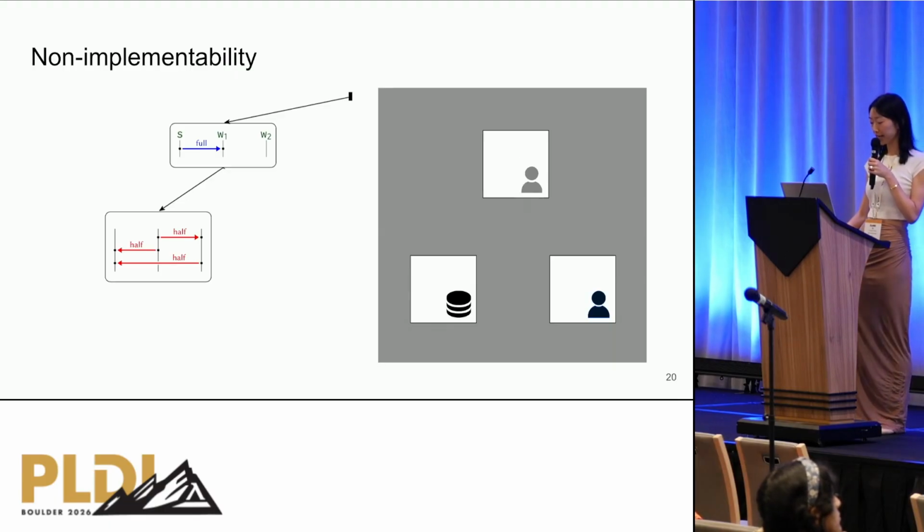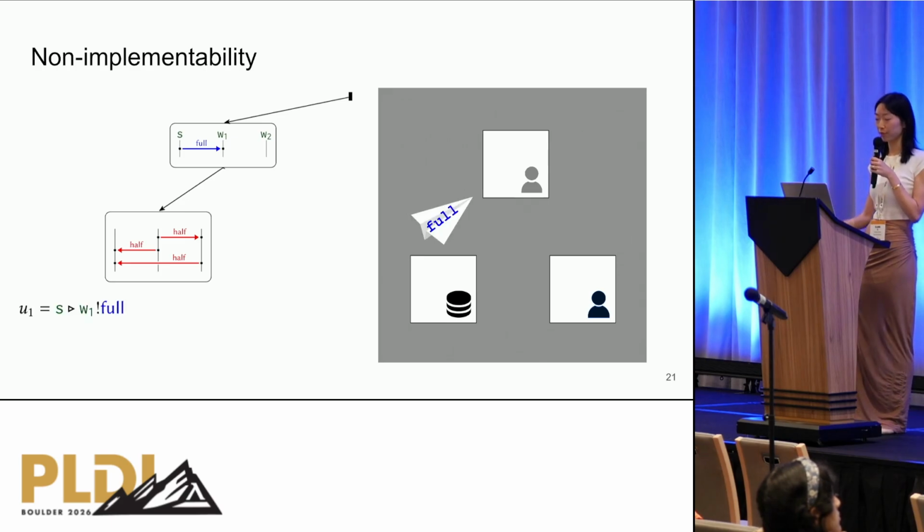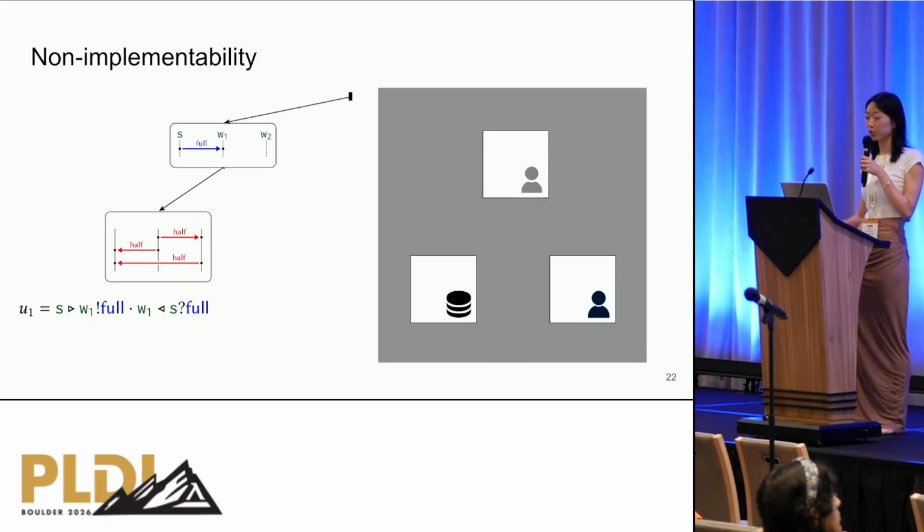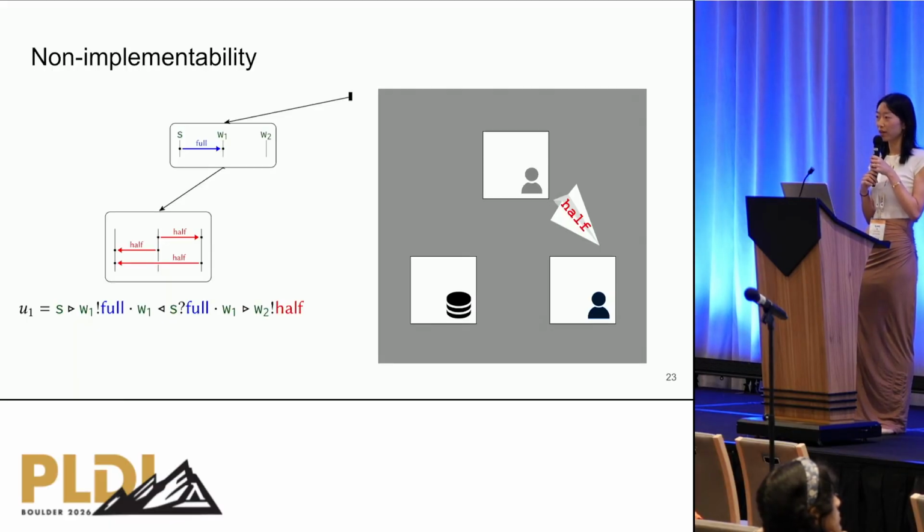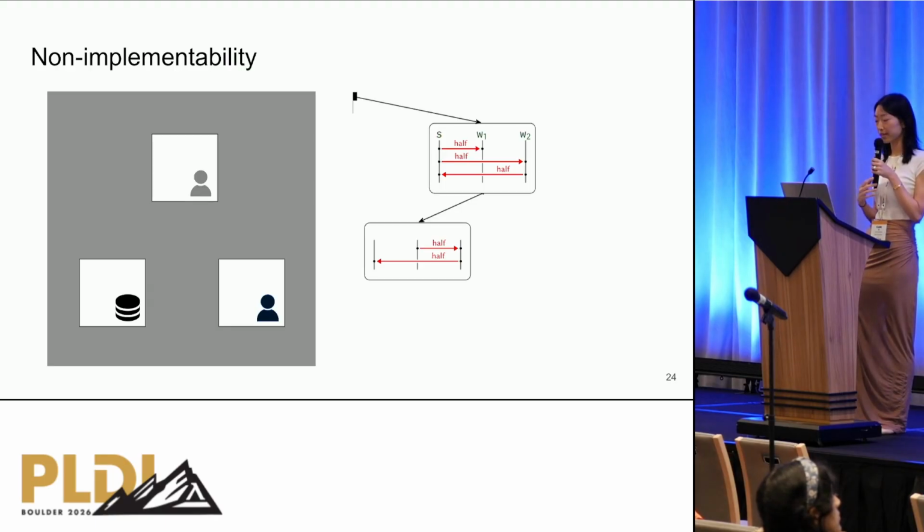So in a distributed setting, server first sends the full message to worker 1, which receives it, and now worker 1 proceeds to send a message to worker 2. So worker 2 has this half message that is available for it to receive in its channel. Now let's look at the second scenario.